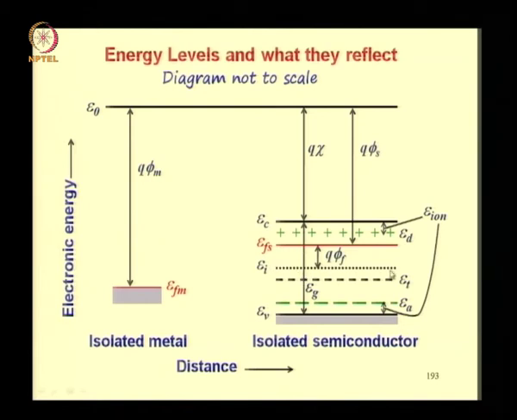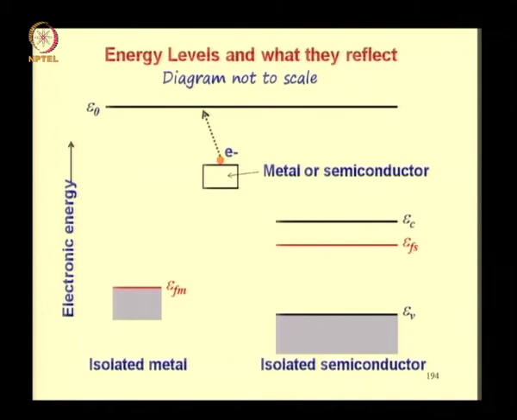Now, this is the intrinsic level, which is very close to the middle of the energy gap. The distance between the Fermi level and intrinsic level is normally represented by the symbol phi suffix f. F stands for Fermi energy. Phi f is potential and q phi f is energy.